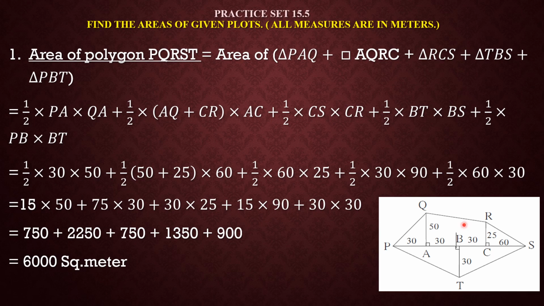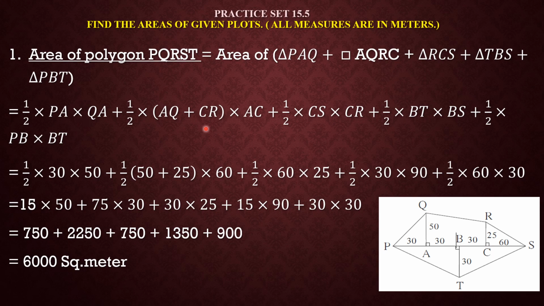So here the formula to find the area of trapezium AQRC is equal to 1 by 2 into sum of the lengths of parallel sides, that is AQ plus CR, into height, height is AC, plus now area of triangle RCS. This is triangle RCS. In this triangle CS is the base and RC is the height. So 1 by 2 into CS into CR plus area of triangle TBS. This is triangle TBS. In this triangle BS is taken as the base and BT is taken as height. So it is equal to 1 by 2 into BT into BS plus now triangle PBT. Triangle PBT is equal to 1 by 2 into base PB into height BT.